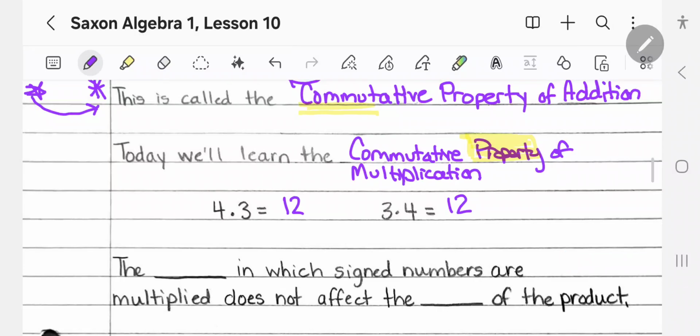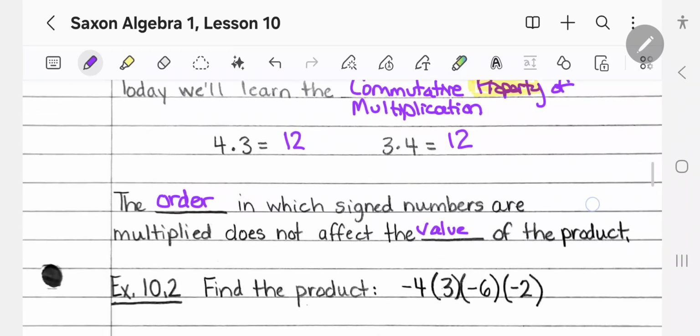So there's a little summary in your book, and it says the order in which signed numbers are multiplied does not affect the what? It doesn't affect the value of the product. Okay, or you could have, I guess, made it shorter and said it doesn't affect the product. Okay, it's not going to affect the answer to the multiplication.